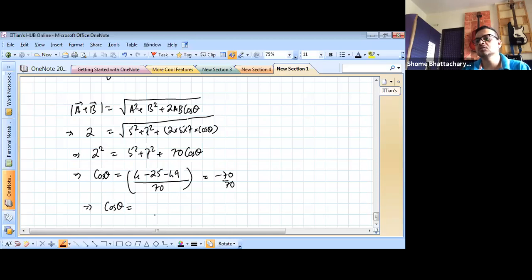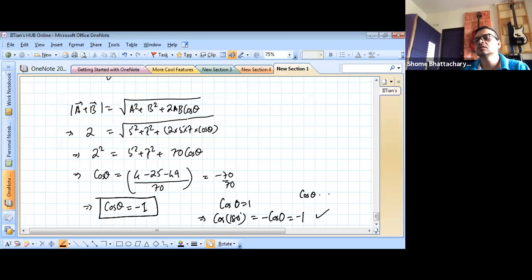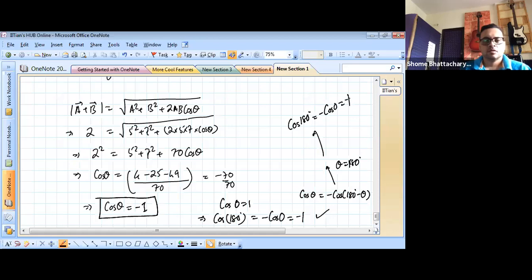So cos 0 is 1. That means cos 180 should be minus cos 0, so that should be minus 1. This is again coming from the formula that cos theta is minus cos of 180 minus theta. In this formula, you just put theta's value as 180. That will give you that cos 180 is minus cos 0, which is minus 1. Hope this is clear to all of you people.